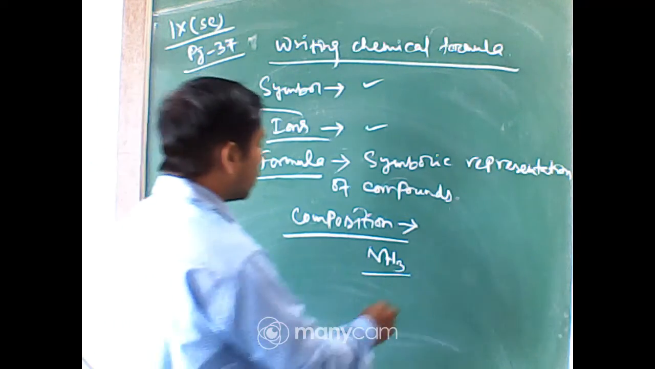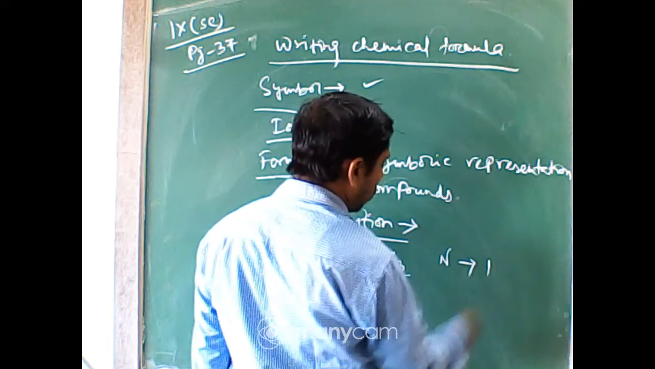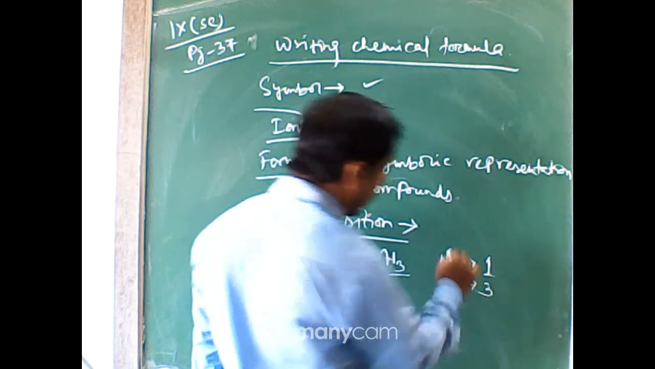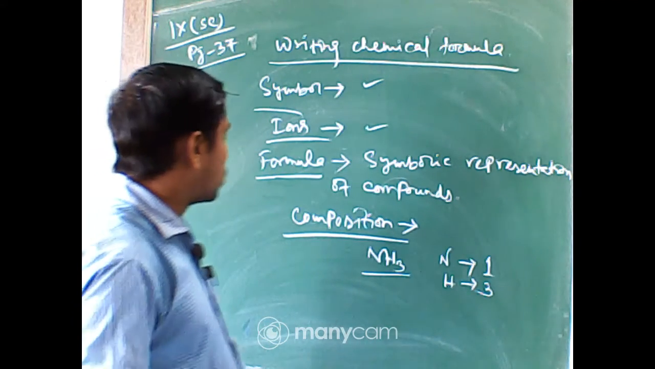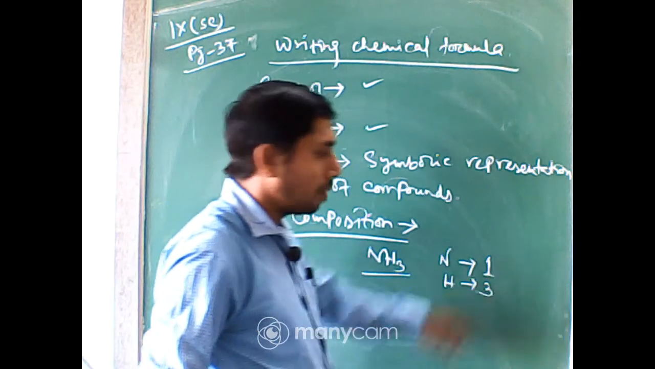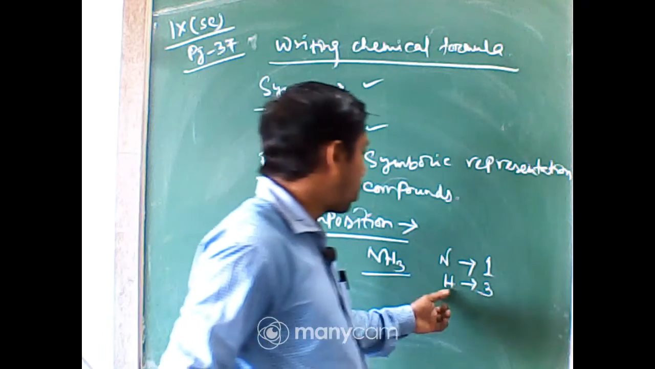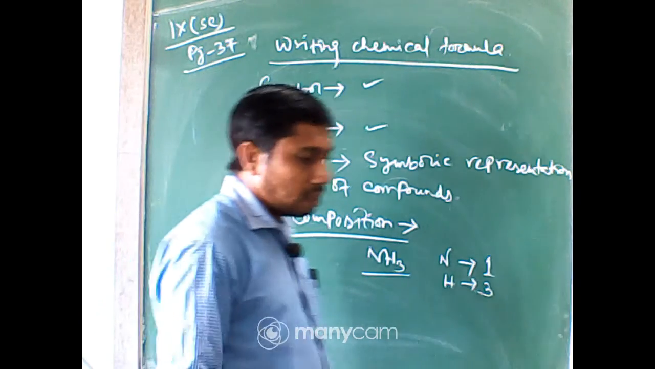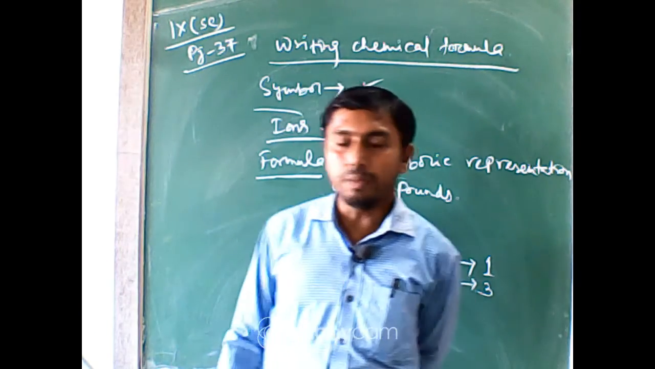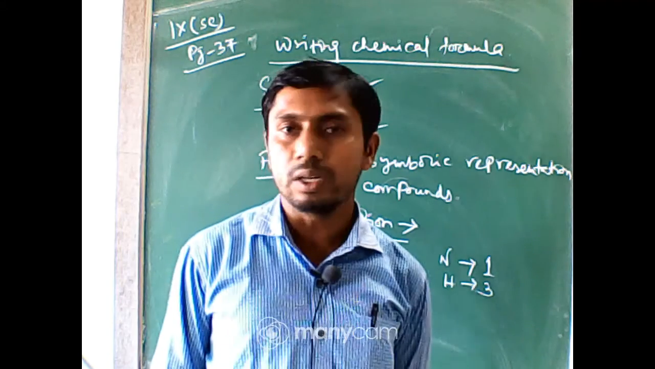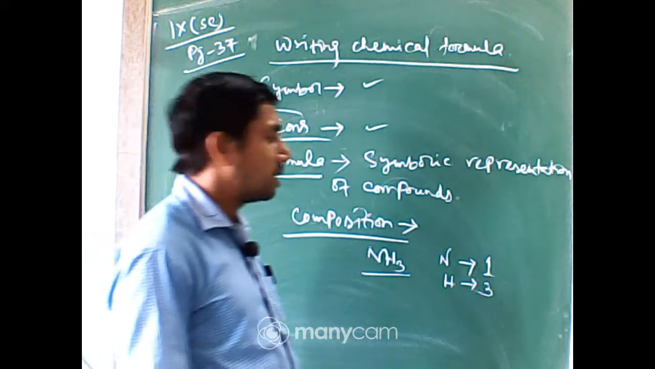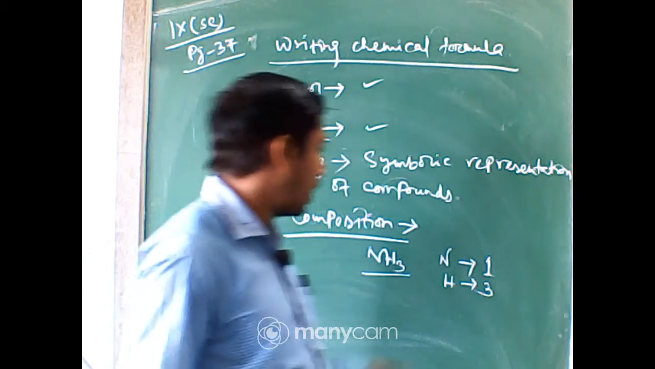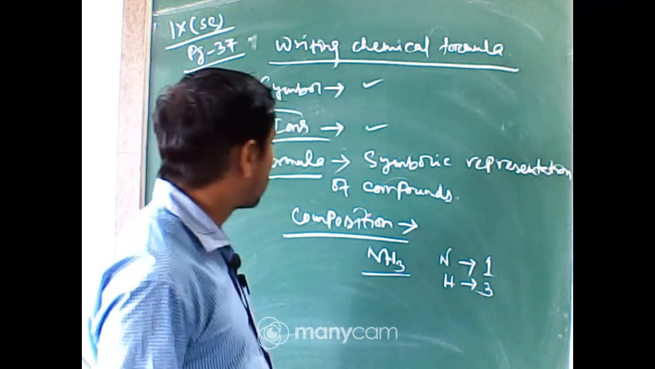Here the elements are nitrogen, one atom, and hydrogen, 3 atoms of hydrogen. Okay. So, these are the compositions, that is the number of nitrogen atoms is 1 and the number of hydrogen atoms is 3. This is the composition, that means the number of atoms of each specific element. It can also be represented by percentage, that is nitrogen becomes 25% and hydrogen becomes 75%. This also comes under composition.